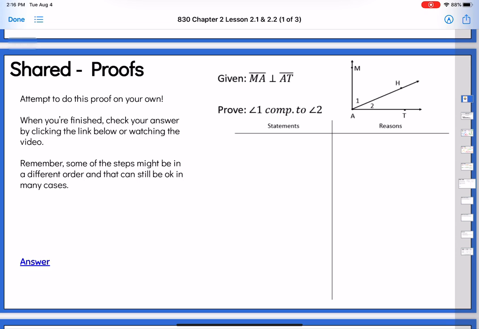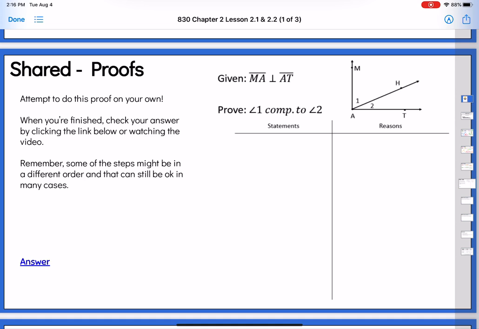So here I have a proof for you using the perpendicular definition and that complementary definition, to work through how you use them in an actual proof. You're getting the hang of proofs now, right? So you could probably attempt this one on your own. When you're done, you could keep watching the video and I'll go through it with you. You could check your answer by clicking that little blue word, answer, which is a link to the actual answer key for this problem.